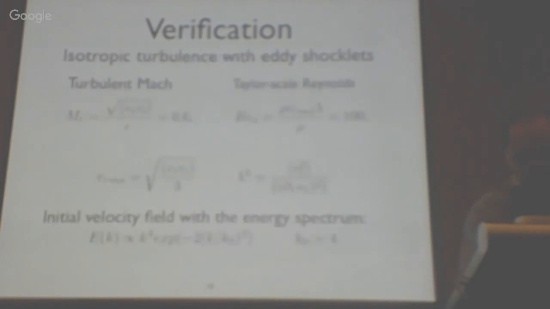The other problem that I did is isotropic turbulence with eddy shocklets, turbulent Mach number of 0.6, Taylor scale Reynolds number of 100. The initial velocity field is required to satisfy this exponential energy spectrum, and K0 is the wave number with the highest energy.